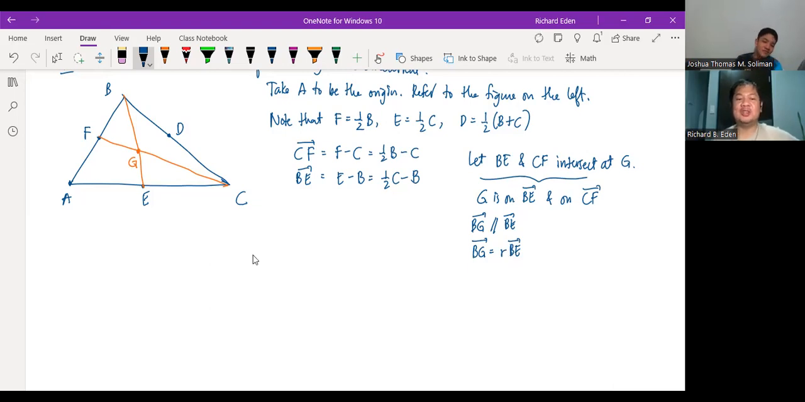Actually, knowing what the centroid is, what should be the value of R? R should be 2/3, diba? BG should be 2/3. But right now we don't know that because we're not assuming things we already know about the centroid. But we do know BG is a multiple of BE. Let's denote that multiple by R. And then I anticipate that eventually we are going to be able to show that R is 2/3. And then it's the same with CG. So ganun din.